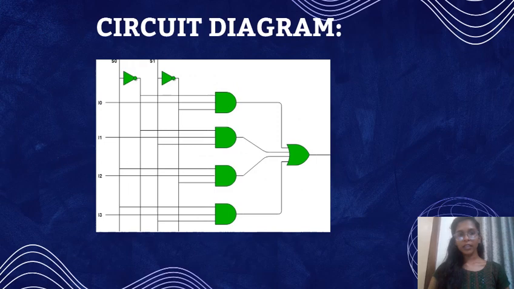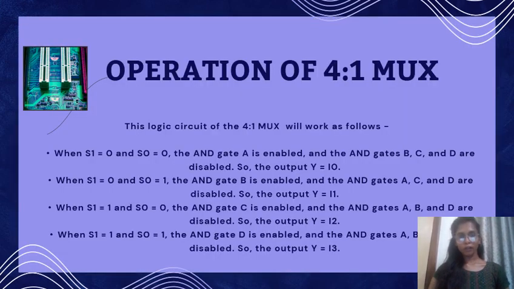Coming to the logic circuit diagram, already I told I0, I1, I2 and I3 are the 4 inputs and Y is the output, and it has 2 select lines, 4 AND gates, 1 OR gate and 2 NOT gates. This is the circuit diagram for 4:1 mux which has 4 inputs, 2 select lines and 1 output. Okay, this is the operation of 4:1 mux.